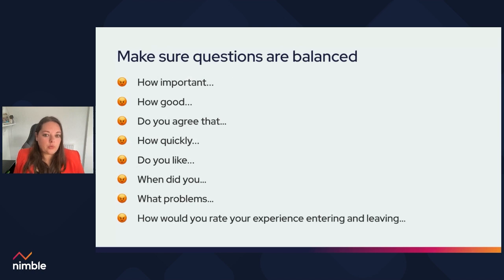So, making sure questions are balanced. This is an example of really unbalanced questions. You're making assumptions. How important, how good, do you agree? There are some things here that you can use as a follow-up question. If you've asked them whether something is important, and they say yes, then you can ask how important. You're not making an assumption. They've already told you that, but you can't use these as standalone.